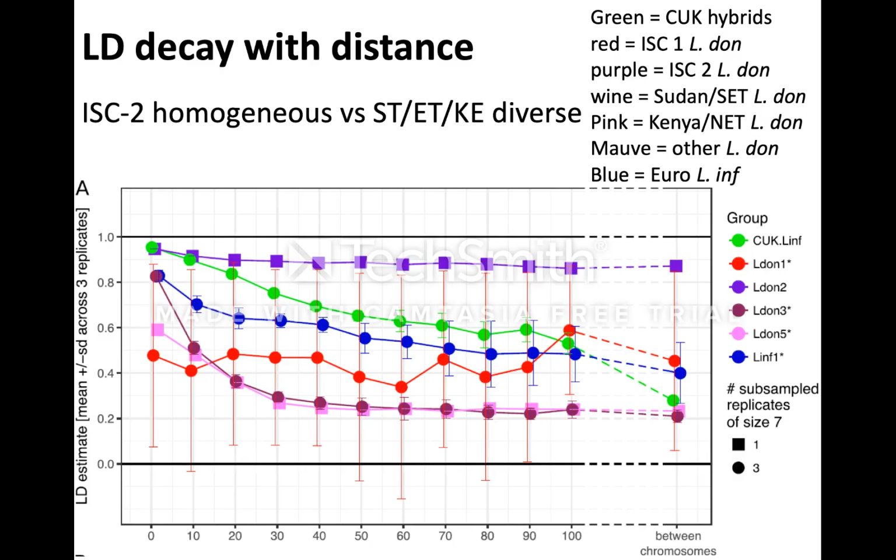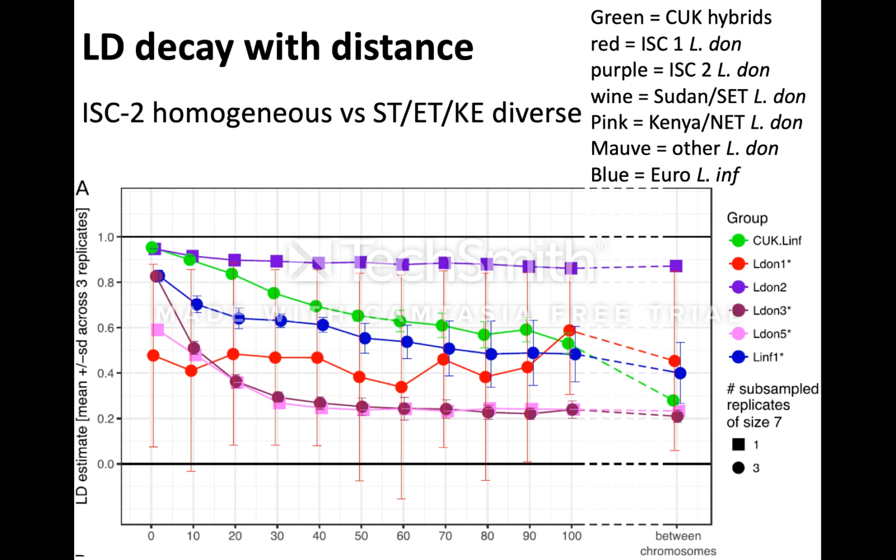Another feature of these parasites during the study is that the LD decay with distance here varies across groups. So if we look here, we have the LD estimate as the mean and standard deviation for 3 replicates for the different groups. This should decay with distance going from within a chromosome down to between chromosomes. What you see for the LDON 2 here in purple is that those ones from the Nepalese uplands have very little LD decay, and that's because they're very, very genetically homogeneous as a group.